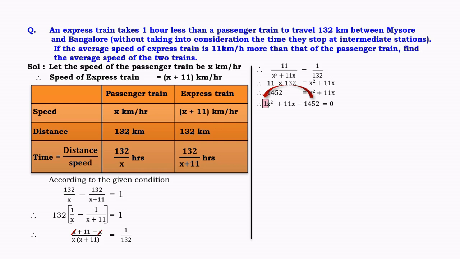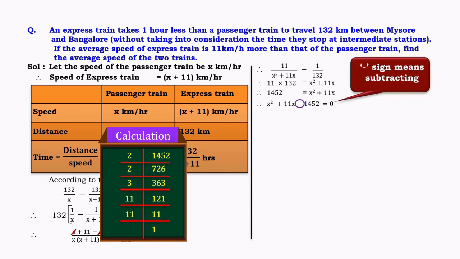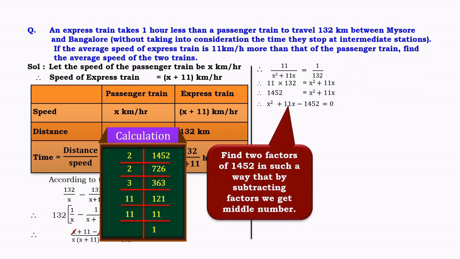Now, cross multiply. We get x squared plus 11x is equal to 1452. Bringing all the terms to one side gives x squared plus 11x minus 1452 is equal to 0. Now, let us factorize 1452. The prime factorization is 2 multiplied by 2 multiplied by 3 multiplied by 11 multiplied by 11. Next, we need two numbers whose product is 1452 and whose difference is 11.